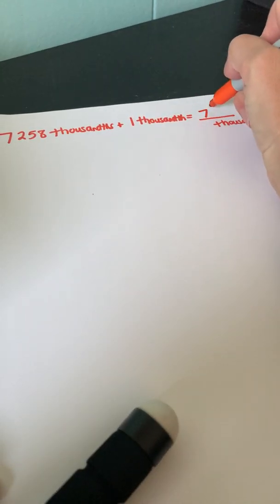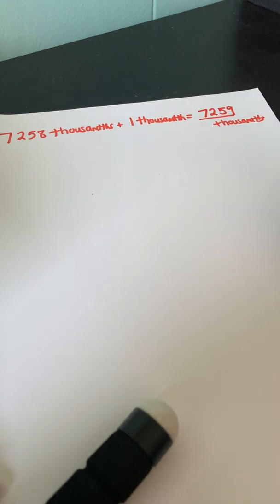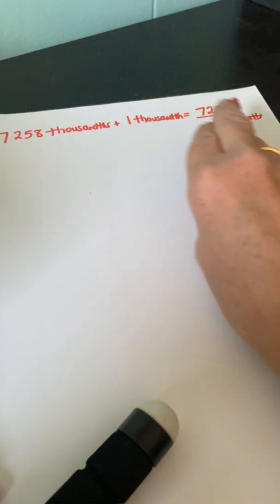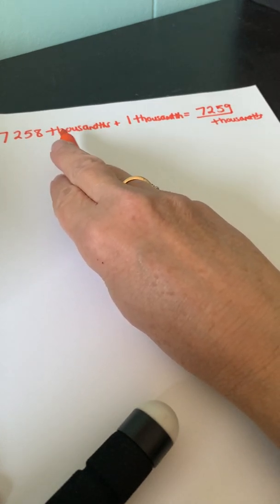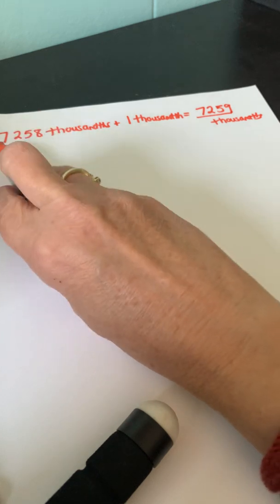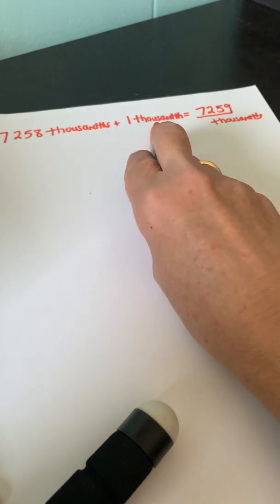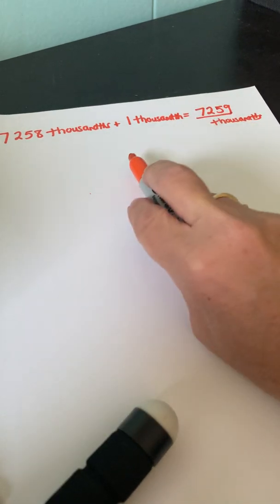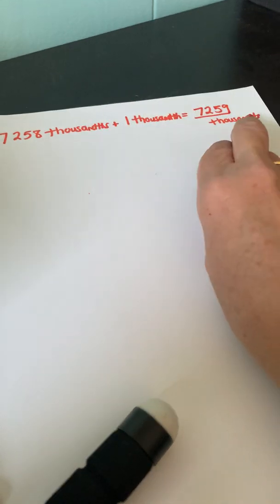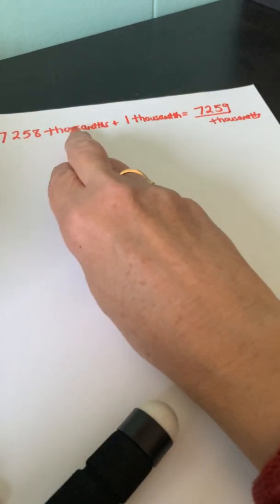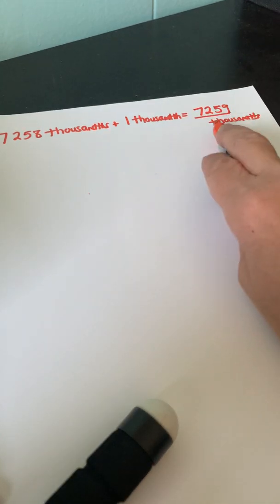That's right, 7,259 thousandths. When you're combining like units, it's just like what you guys did when you were in first, second, third, fourth grade. If this said apples, you would say 7,258 apples plus 1 apple is 7,259 apples. Our unit is thousandths, and this works because our unit is the same. 7,258 thousandths plus 1 thousandth equals 7,259 thousandths.